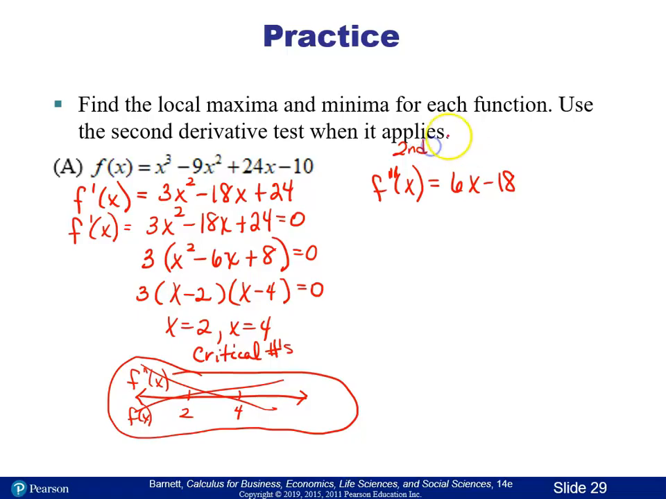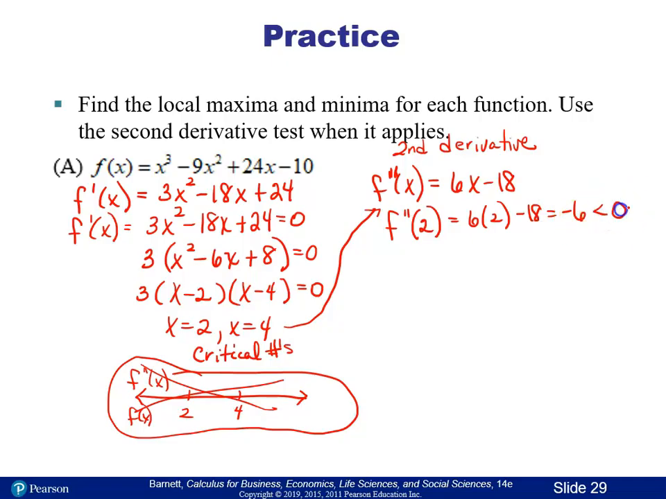Okay, so the second derivative test tells us that if we take these critical numbers and plug them into the second derivative, then it's going to let us know whether it's a maximum or a minimum. So if I take the second derivative and I evaluate it at 2, which is the first of my critical numbers, that gives me a negative. A negative means it's concave down. So if something's concave down, then that must have been a local maximum.